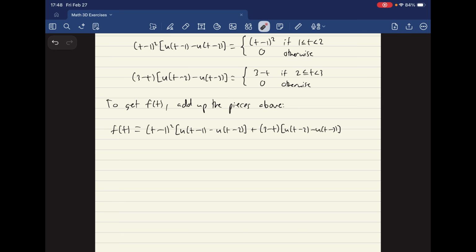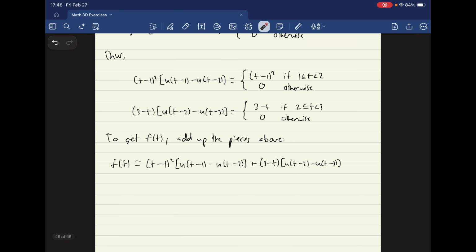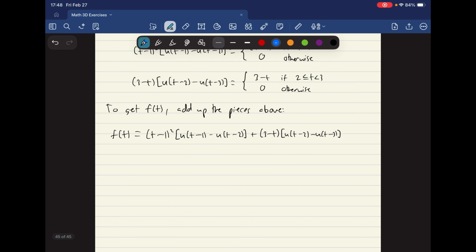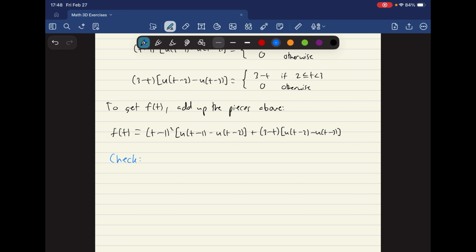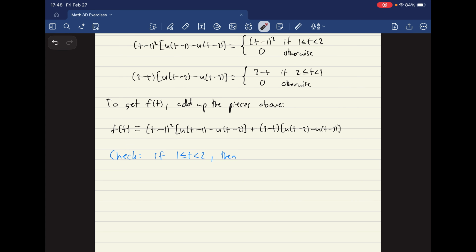And by adding them in this way, we get exactly the expression for f of t that we need from this piecewise function in terms of the Heaviside function now. And we can check this easily. So let me write this in blue. So here's a check. If t is between 1 and 2, then this part is 1 by our calculation up here, right?